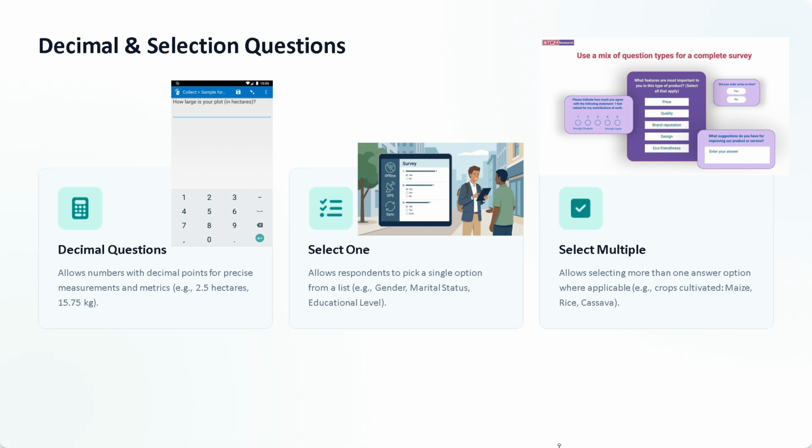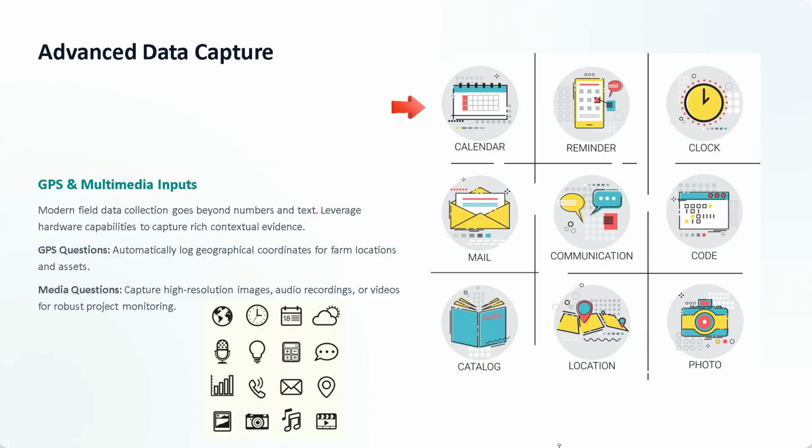And we have select multiple questions. These allow users to select more than one choice or answer. So you can have something like, which crops do you grow? You can list maize, rice, cassava, tomatoes, pepper. If the person grows all these types of crops, you can tick all of them or select all of them.